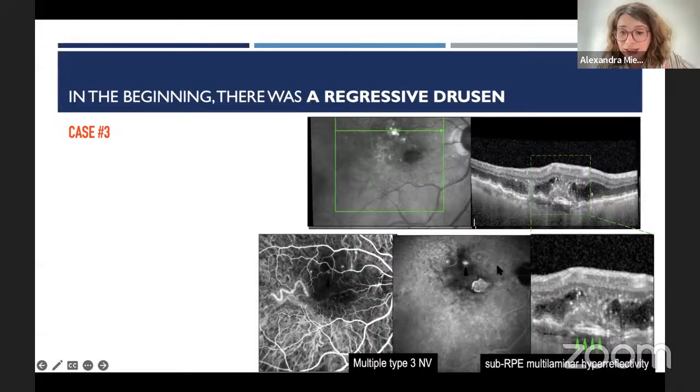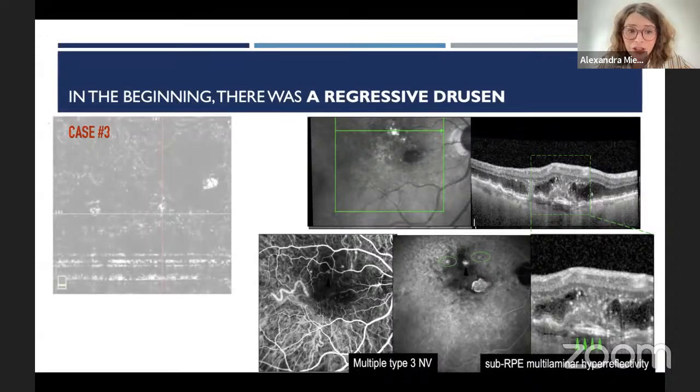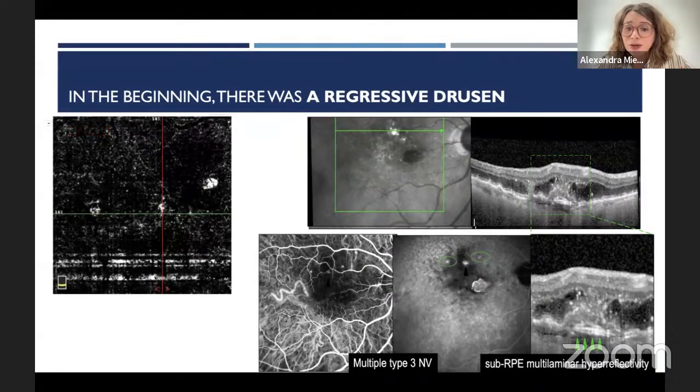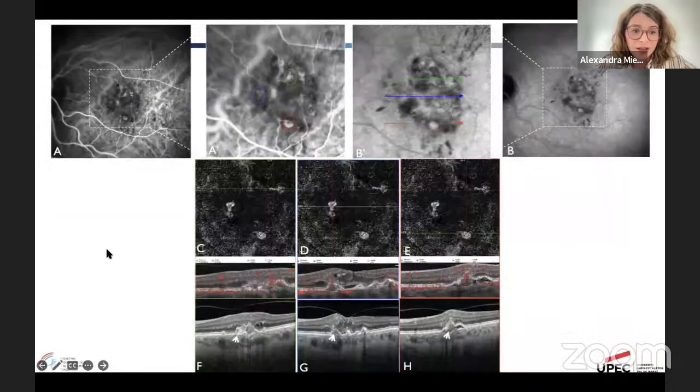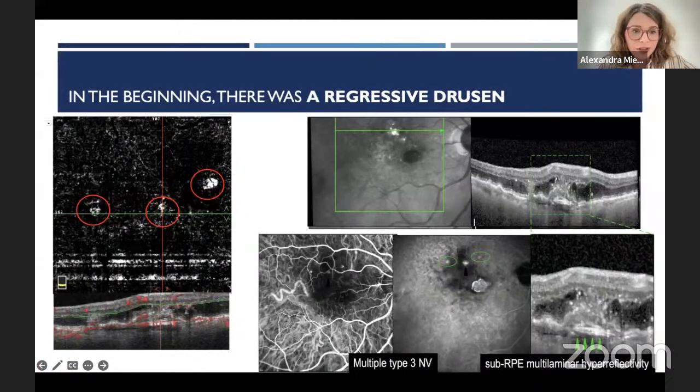So this is a case where we do not only have a type 3 on a regressive calcific drusen, but we also have multiple type 3 lesions. And these lesions may also be seen as tuft-shaped lesions on OCT angiography within the outer retinal segmentation. So we have 1, 2, 3 lesions. And of course, this is also visible with the corresponding flow.